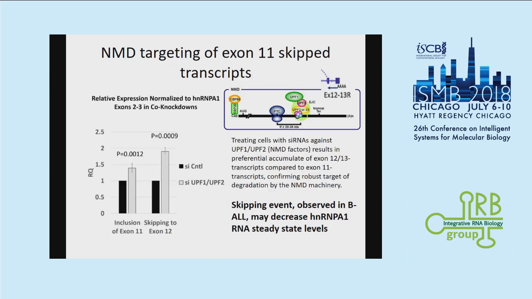And so what we did then was we knocked down UPF1 and UPF2, which are known NMD factors. And what we saw is that when we measured the transcript level expression, the transcript skipping to exon 12 accumulated when we knocked down these NMD factors. So the skipping event that we primarily observe in ALL, we believe decreased RNA steady state levels of HNRPA1.